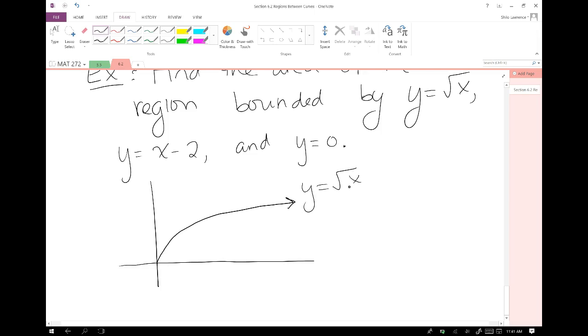So we've got y equals square root x. We've got y equals 0, which is the x-axis. So I'm going to try to make that one a little bit darker. And then we've got y equals x minus 2, which crosses our x-axis at 2. And then it meets our square root graph up at 4, 2. We don't care what it does down below because it did say that we were using the x-axis as a boundary, so we're stopping at the x-axis. So this is the region we end up wanting to analyze.